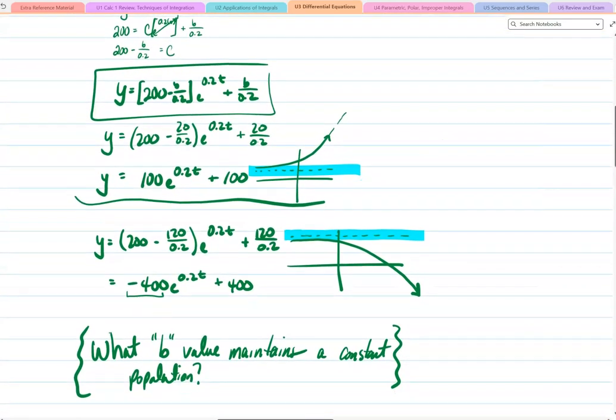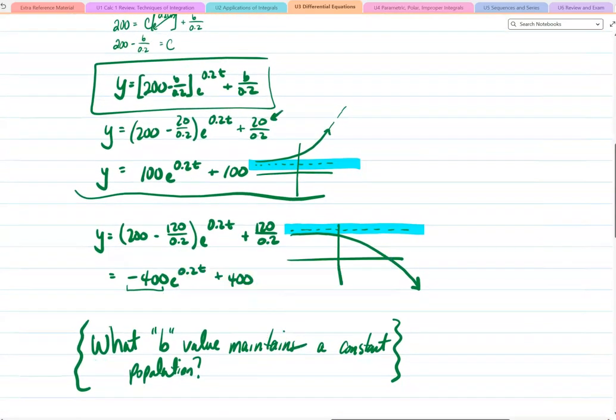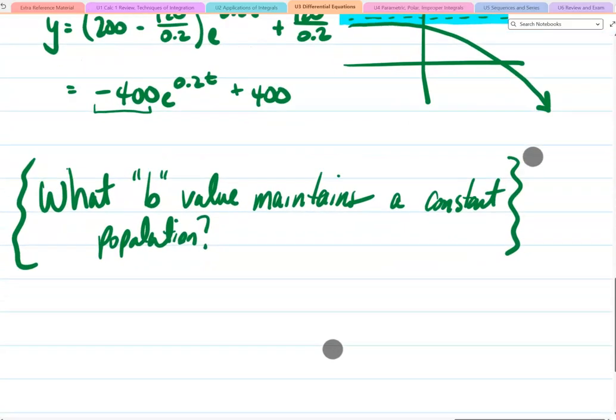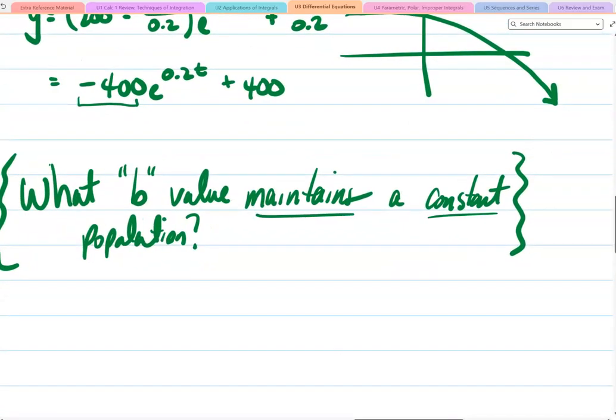So evidently with b being 20, our population raced towards infinity. With b being 120, it raced towards negative infinity. Is there a quantity between 20 and 120 that allows us to maintain that constant population? So I'm going to let you think about that on your own. Come back to me with some solutions or send me a message and we can chat about it some more.